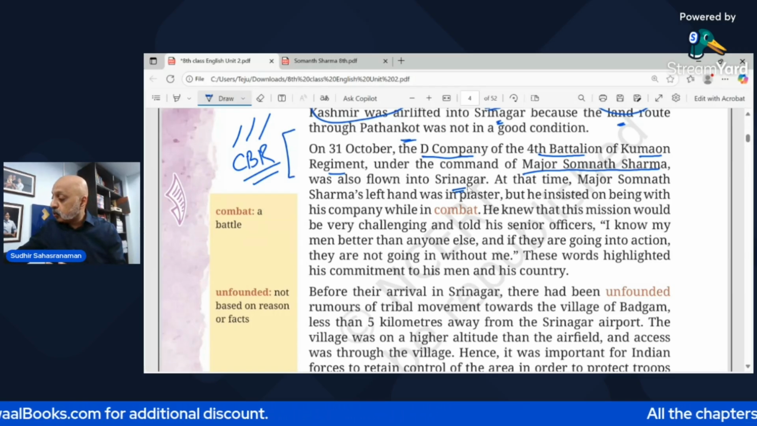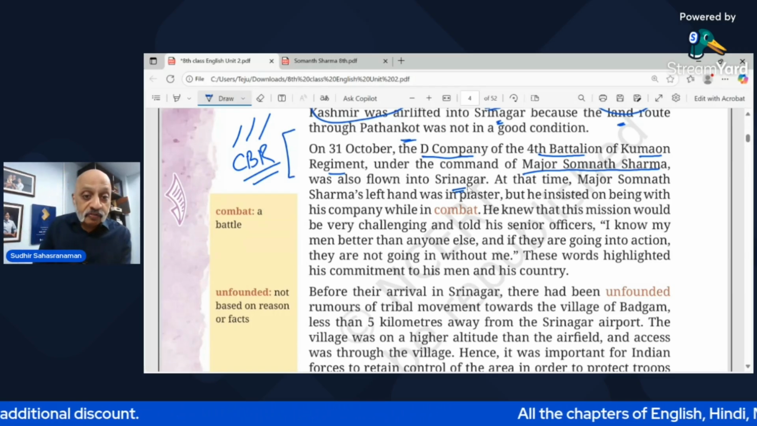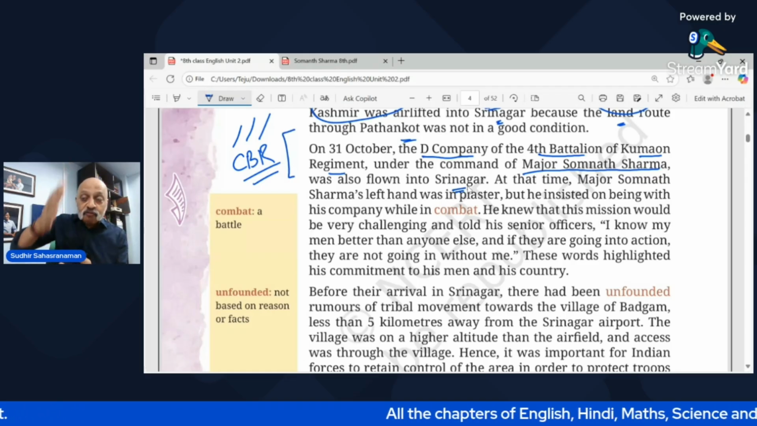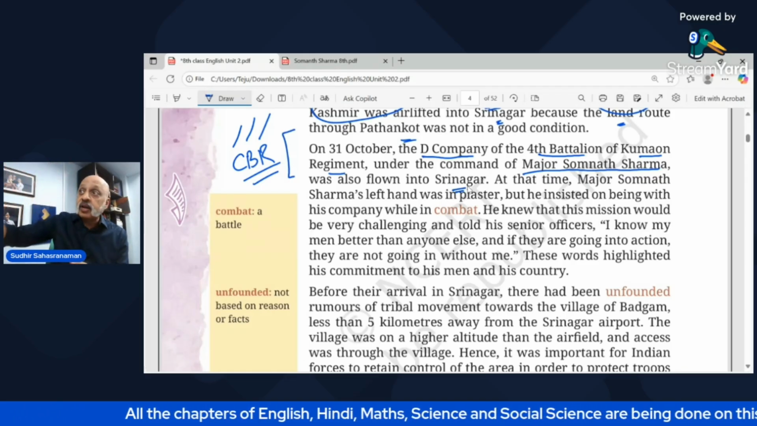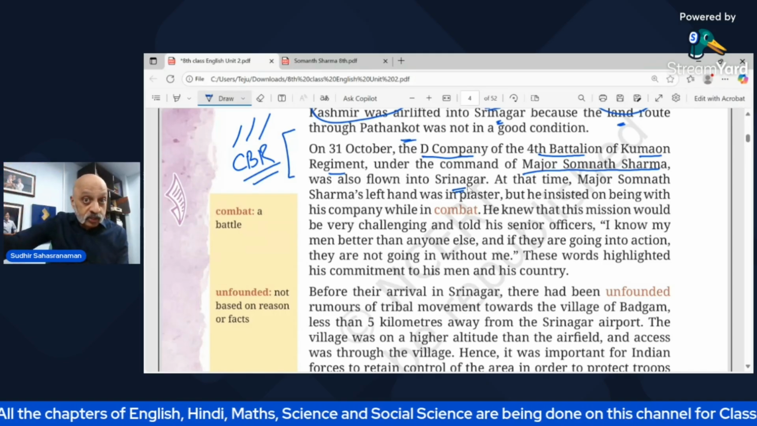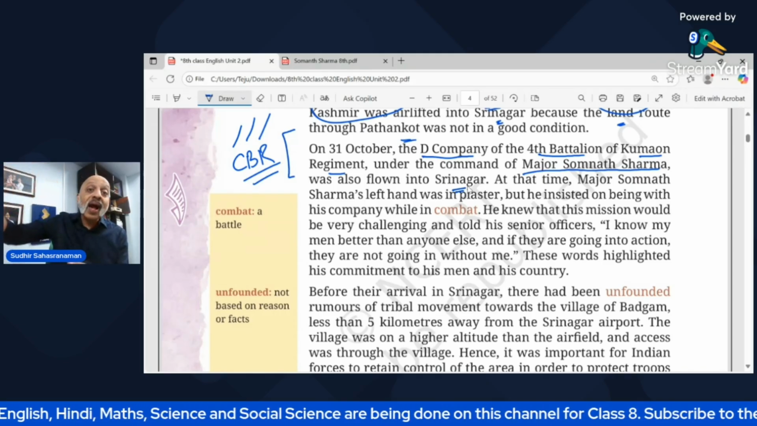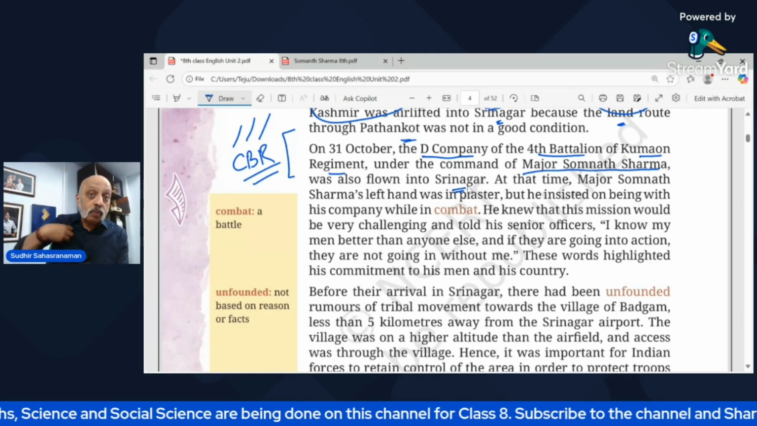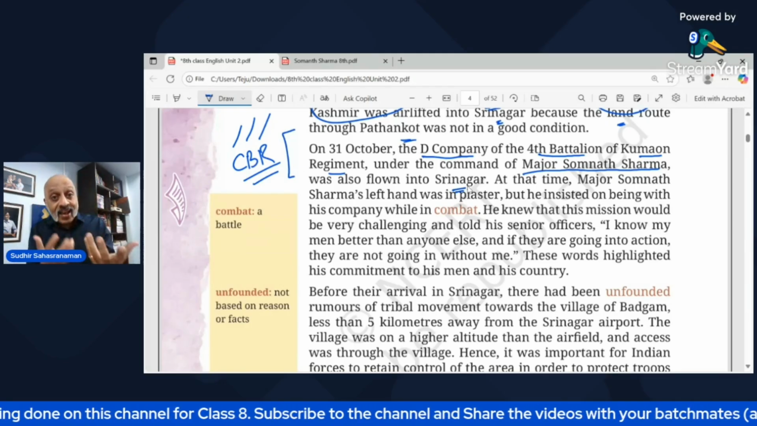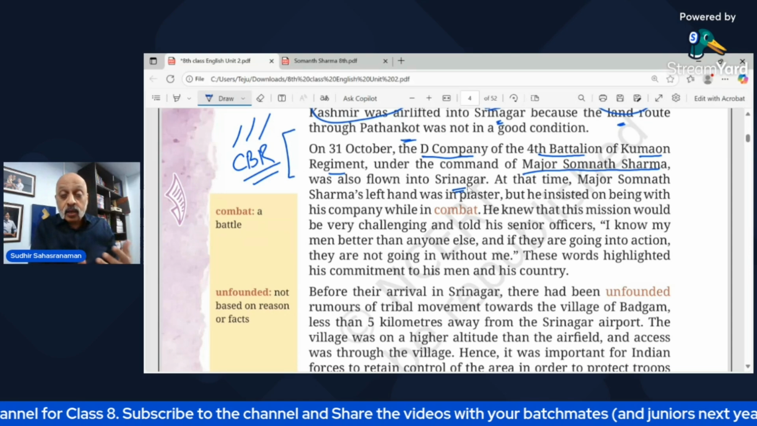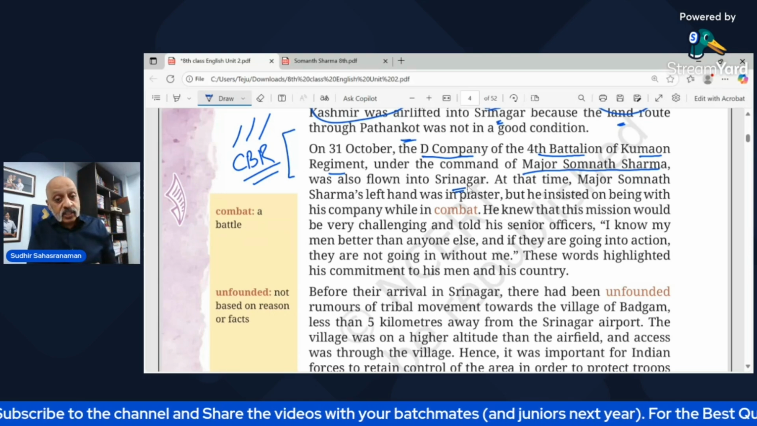So he went there to lead his men on the battlefield in Srinagar. He said, if my company, the D company, is going to be involved on the battlefield, and that also in such an important battle, there is no way I will not be there to lead them. So I have to be there on the ground. That shows again the character, the kind of personality this 24-year-old major had, right?